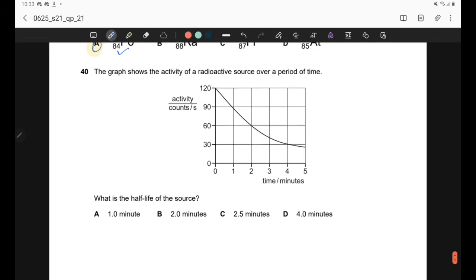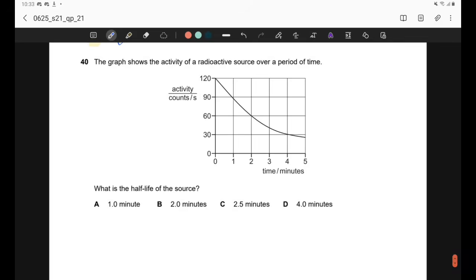Going to question 40. The graph shows the activity of a radioactive source over a period of time. So the activity and time graph is shown. What is the half-life of the source? Half-life is the time taken for its activity to reduce to exactly half. Initially its activity is 120. Now half of 120 is 60. So we need to check the time taken for its activity to reduce from 120 to 60.